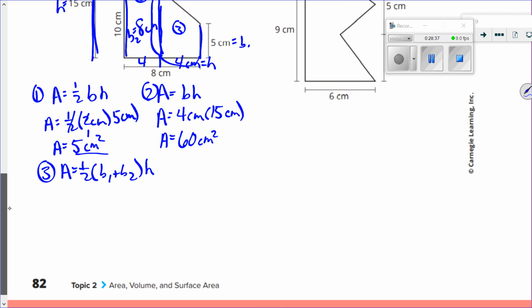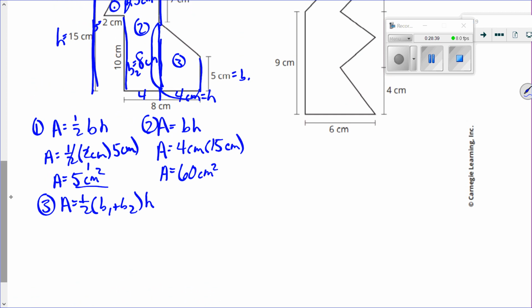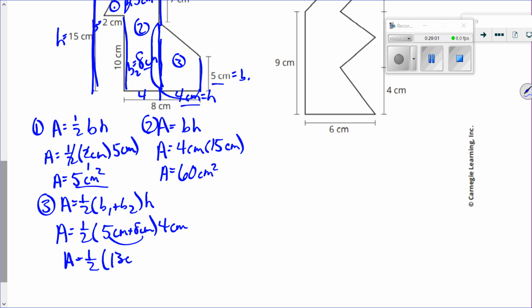Okay? So what we ended up with on this third trapezoid, I have an area of 1/2. My base 1 was 5. My base 2 is 8. So 5 centimeters plus 8 centimeters. And my height was the 4 centimeters. Order of operations, I have to do the parentheses first. So 1/2 of 13 centimeters times 4. I'm going to do half of 4 is just 2. 2 times 13 gives me 26 square centimeters.